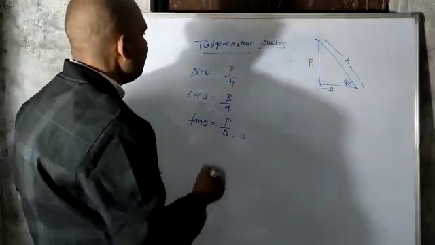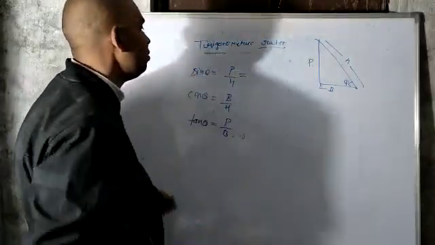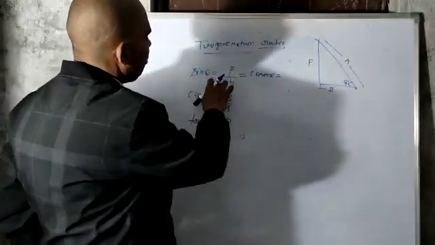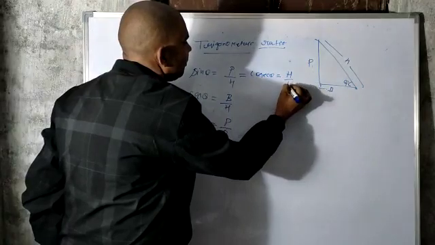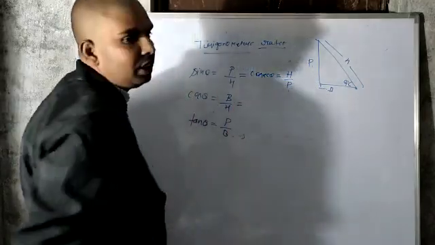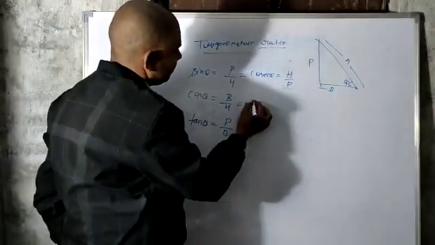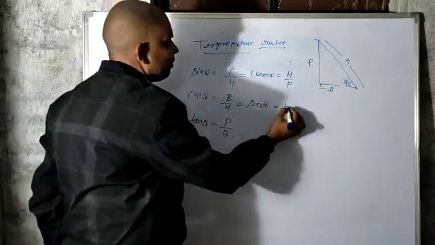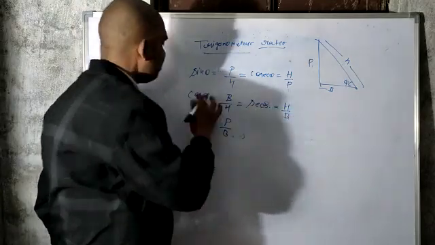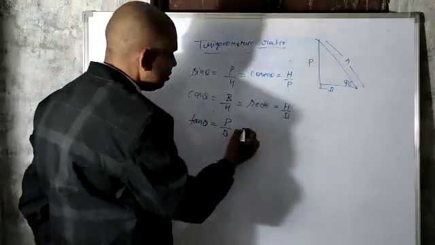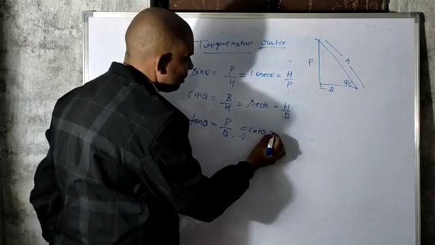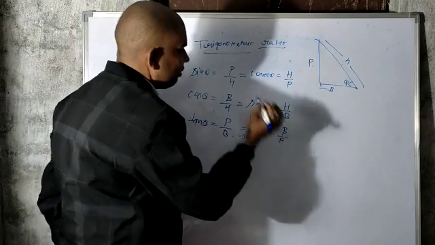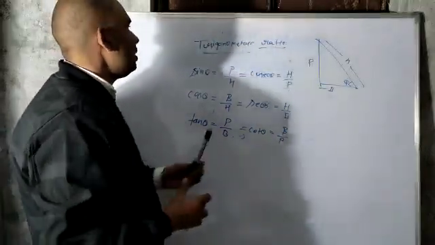The reciprocal of sin theta is known as cosec theta. It will also be reciprocal: hypotenuse upon perpendicular. The reciprocal of cos theta is known as sec theta. It will be hypotenuse upon base. The reciprocal of tan theta is known as cot theta. It will be equal to base upon perpendicular. Okay, these are the trigonometric ratios.